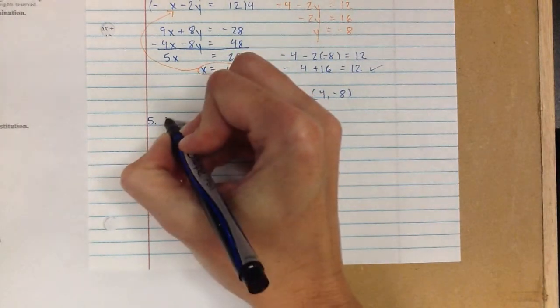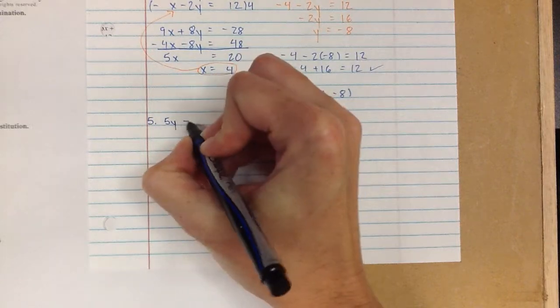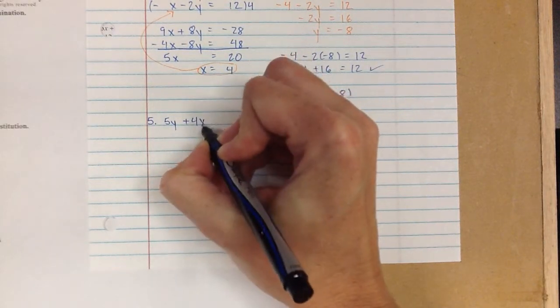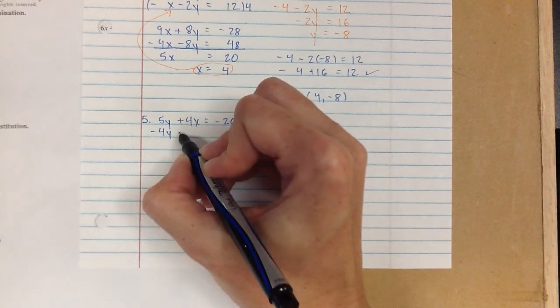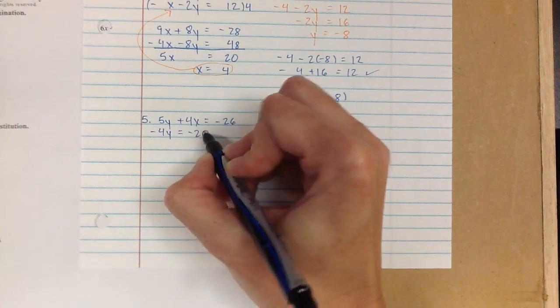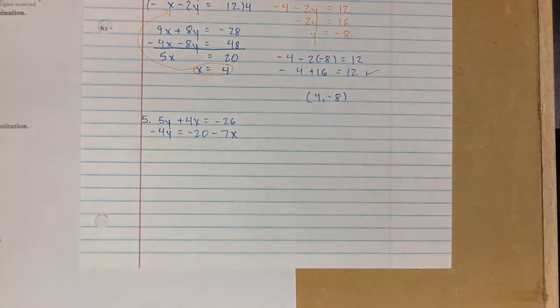Alright, 5. 5y plus 4x equals negative 26, and negative 4y equals negative 20 minus 7x. Okay. I have to do something before I start eliminating variables. We need to rearrange this, and you can put it in standard form, meaning x then y. Or just make sure you have all your y's on top of each other and your x's on top of each other.